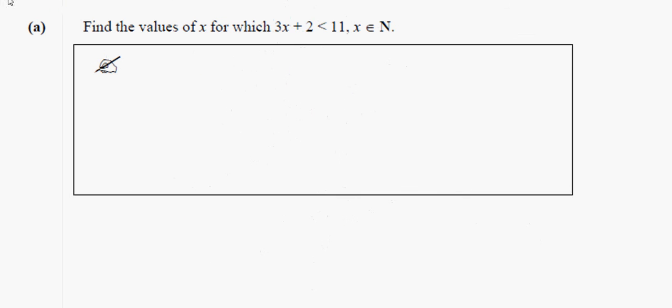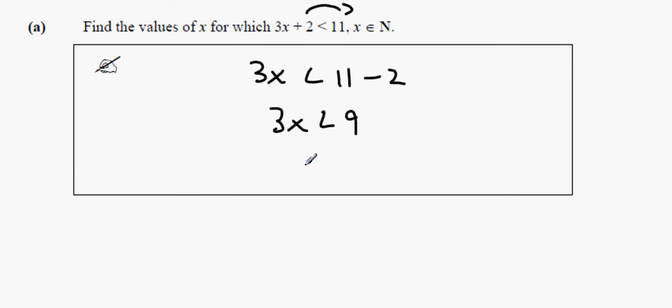Next part. Find the values of x for which 3x plus 2 is less than 11. So first thing we're going to do is bring the 2 over to the other side. So we're going to get 3x is less than 11 minus 2. 3x is less than 9. Now remember that you want the x on its own. So the 9 on one side is multiplied by 3, which makes it divide by 3 on the other side. So you want all numbers that are smaller than 3.